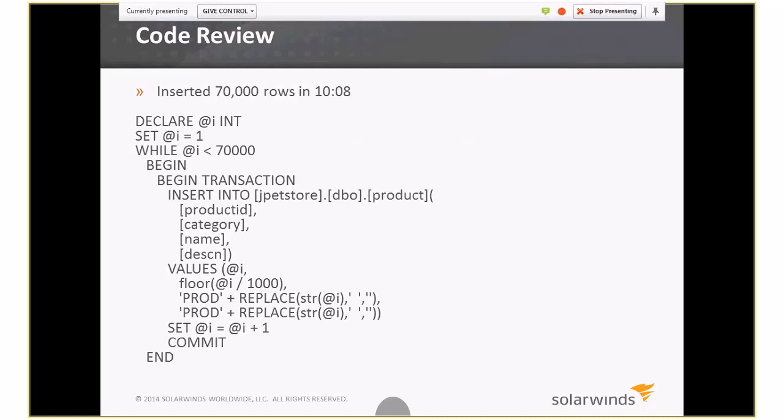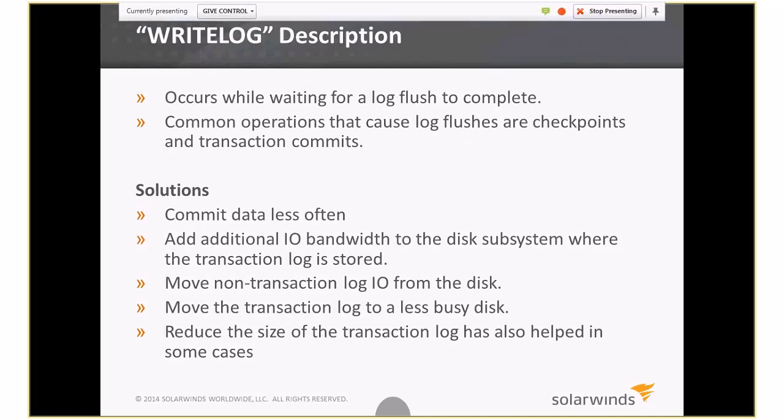He's actually trying to create some test data. What he was doing was inserting 70,000 rows into this table in a loop, and each time he did that, it took about 10 minutes. You can see that he just began a tran, insert, and then he's making up some data into this JPET store DBO product. Well, let's go and see what write log tells us.